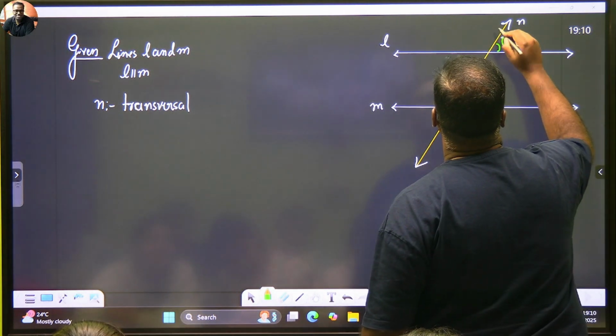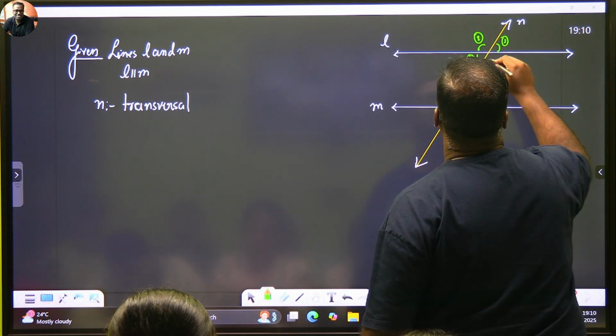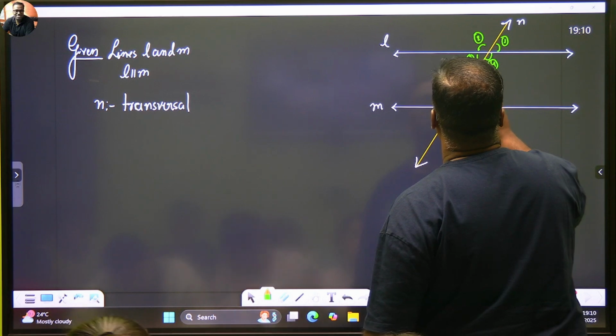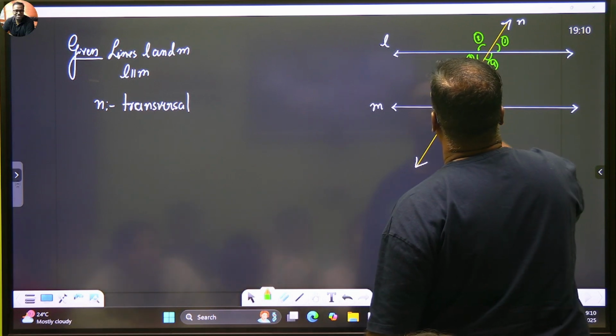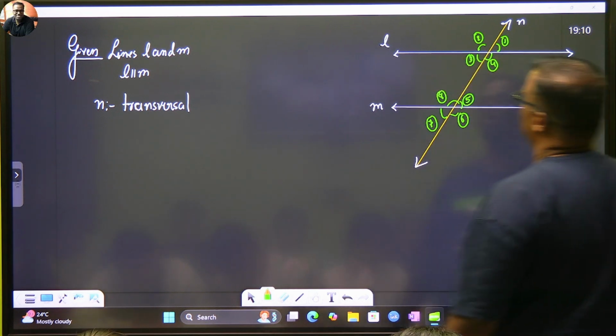Say we have angle 1, angle 2, angle 3, and angle 4, and similarly we will have angle 5, angle 6, angle 7, and angle 8. Eight angle formations will take place.